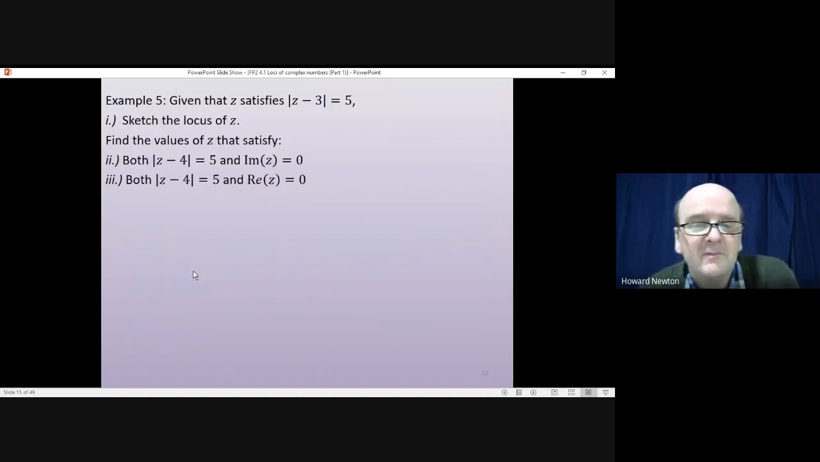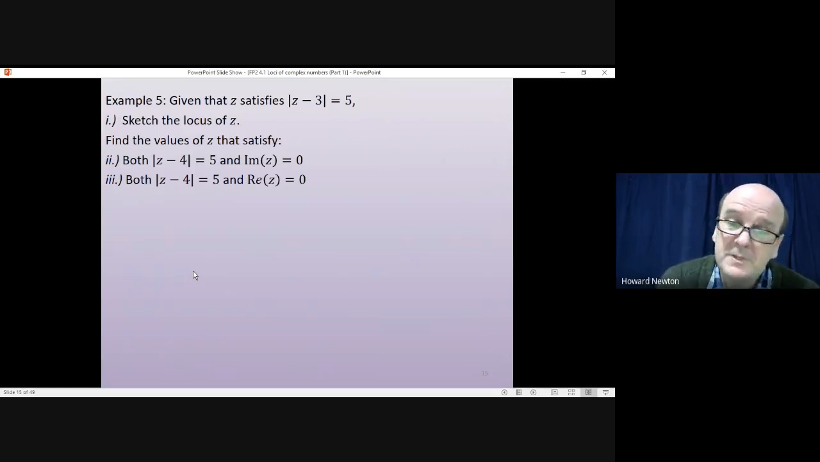Okay, example 5, a slightly different question now. Given that z satisfies the modulus of z minus 3 equals 5, the first part is the same as we've been doing up to now: sketch the locus of z. Then we have to find the values of z that satisfy both these conditions. First of all, that it's on the locus, and secondly, that the imaginary part of z equals 0. You need to think about what that means.